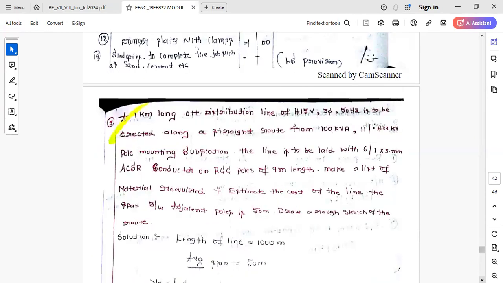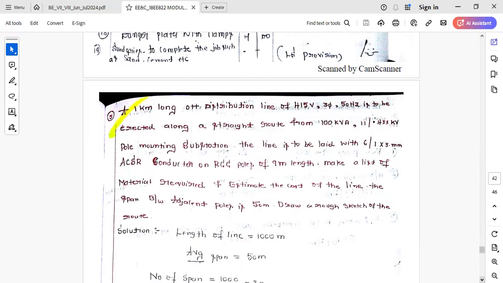I hope that is clear. Next one: a 1 kilometer long LT distribution line of 415 volts, 3 phase 50 hertz is to be erected along a straight route from a 100 kVA transformer, 11 kV/0.433 kV pole mounted substation. The line is to be laid with 6 into 3 mm ACSR conductor on RCC poles of 9 meter length. Make a list of material, estimate the cost of the material, adjacent poles length is to be 50 meter. Draw a rough sketch of the route. And okay, very easy problem.